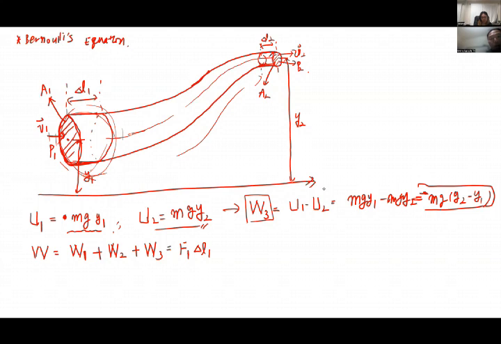And now because your cross section is in the negative direction, that should be F2 times delta L2, and the plus W3, the potential work, the work from the potential energy variation. So that work is created by this amount of travel of fluid from this point to that point, or the same for the outlet.